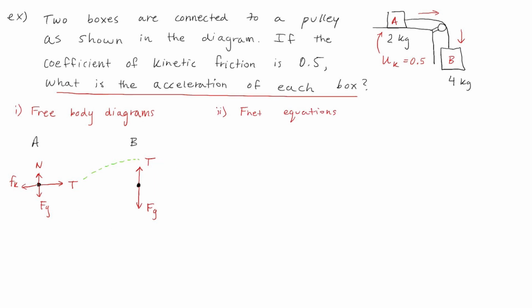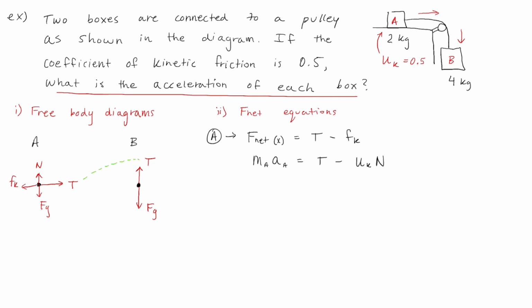Now that we understand the forces acting on both these boxes, let's write the Fnet equations. Let's start with box A. Here we have our Fnet x equation, which will be the sum of all the forces acting along the x-axis. So that would be the tension force minus the kinetic friction. We can replace Fnet x with ma, and we can replace the kinetic friction with mu kn.